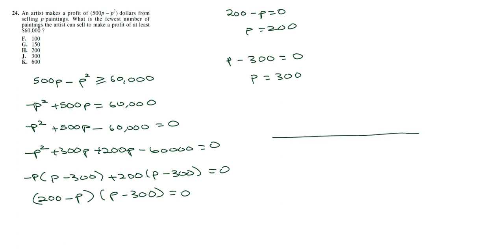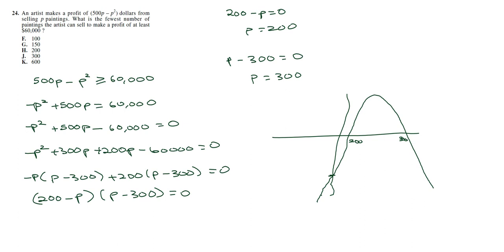So we're going to draw our graph right there. And we're told that the y-intercept is negative 60,000, and so we have negative 60,000 here. So we have a graph that is going to be negative quadratic. So we have a graph that looks like that. This right here is 200. This right here is 300.